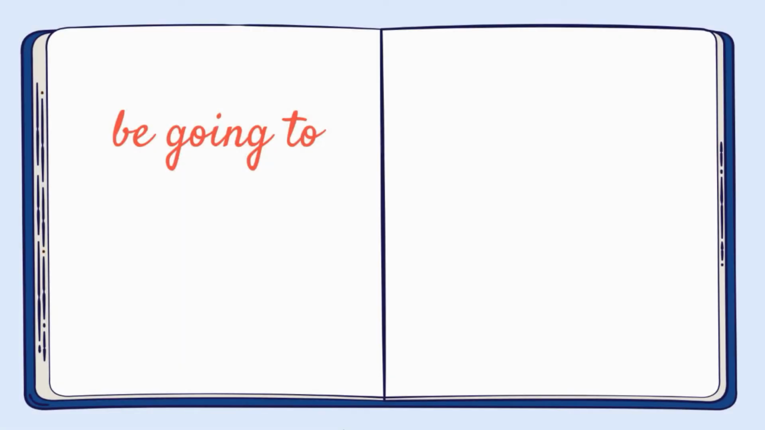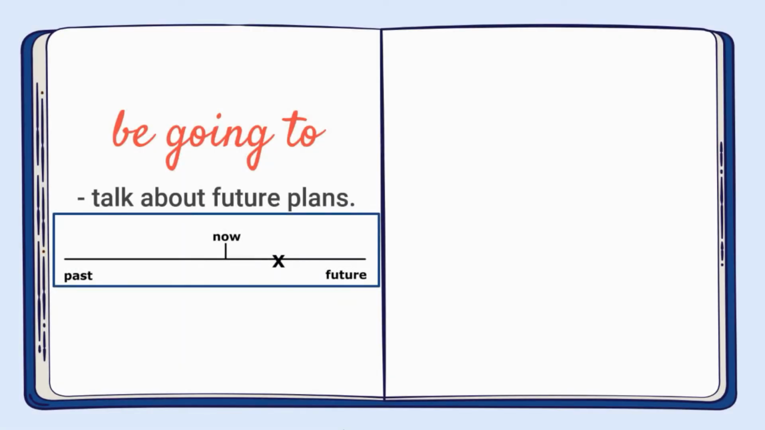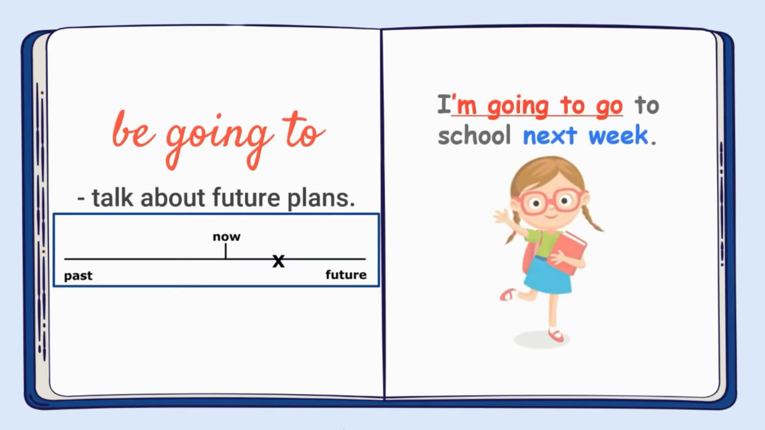We use be going to when we want to talk about future plans. For example, I'm going to go to school next week. Here, the time phrase next week tells us about something that is going to happen in the future. So we have to use future tense in the sentence. Let's learn how to form sentences using be going to.